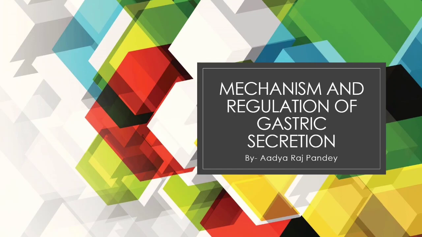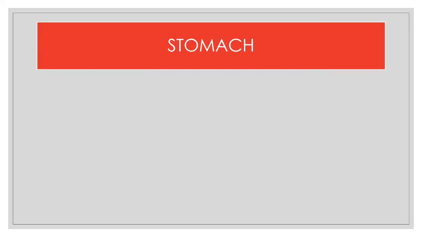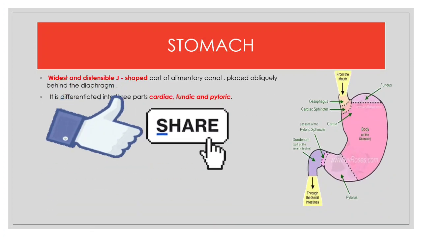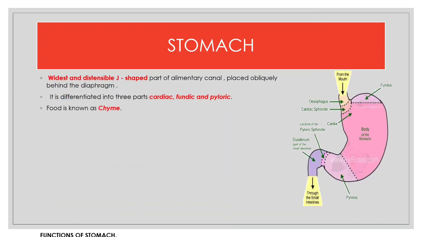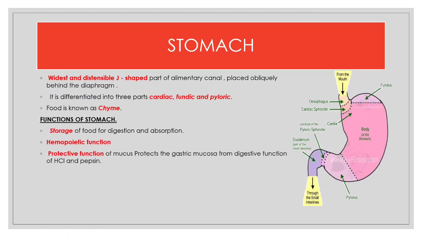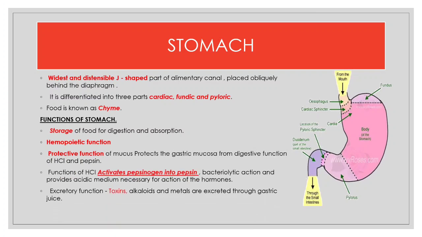Yes, so as we know, the stomach is the place where secretion goes on. So let's learn about the major physiology and morphology of the human stomach. This J-shaped organ is placed obliquely behind the diaphragm, which is differentiated into three major parts. The first part is known as cardia, another is fundus, and the last one is pylorus. Sorry, I must repeat, it is fundus, cardia and pylorus. Fundus is the place where the food is temporarily stored and left for 1 to 2 hours.